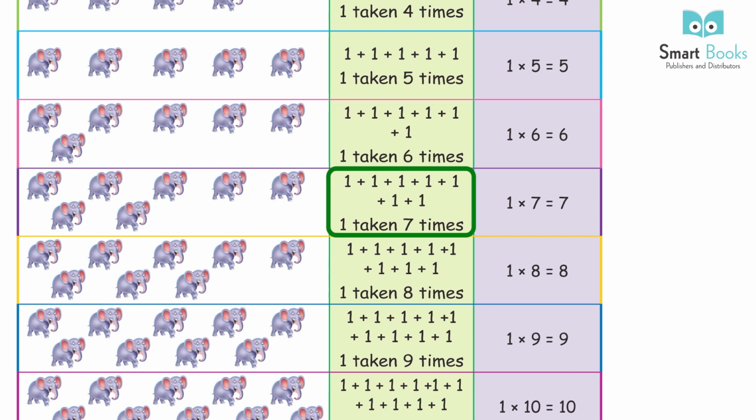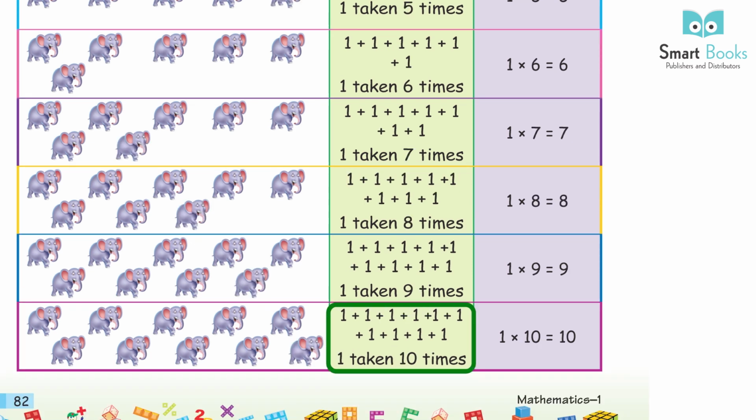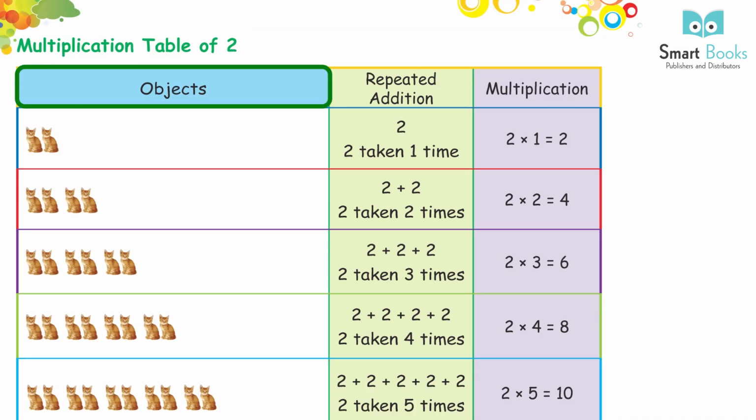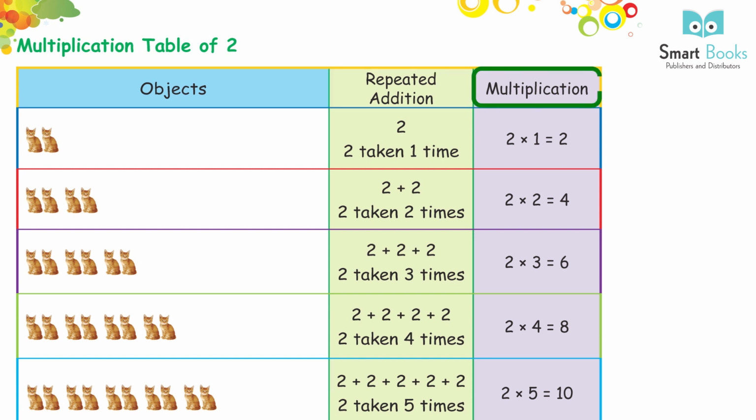1 taken 7 times. 1 into 7 is equal to 7. 1 taken 8 times. 1 into 8 is equal to 8. 1 taken 9 times. 1 into 9 is equal to 9. 1 taken 10 times. 1 into 10 is equal to 10. Multiplication table of 2. Objects, repeated addition, multiplication.